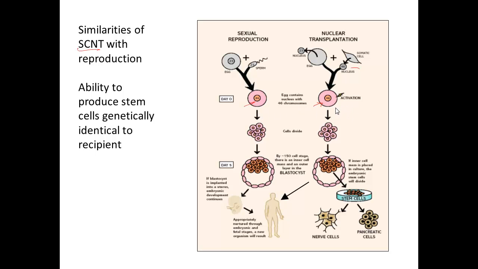And now this artificially created activated cell can divide and form an inner cell mass from which stem cells can be isolated. And in the case of Dolly the sheep, you also have the ability to create a new organism. This has never been done with humans.